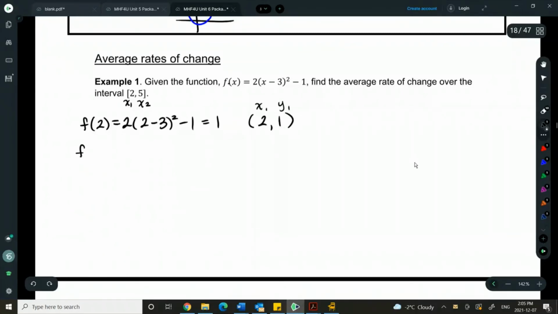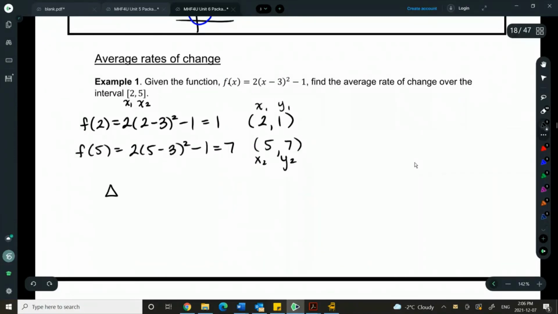x1, y1, and then I'm going to find f at 5 so that I know the y value at that value. So 2 squared is 4, times 2 is 8, minus 1 will be 7. So I'll have a second point at 5, 7. This will be x2, y2.